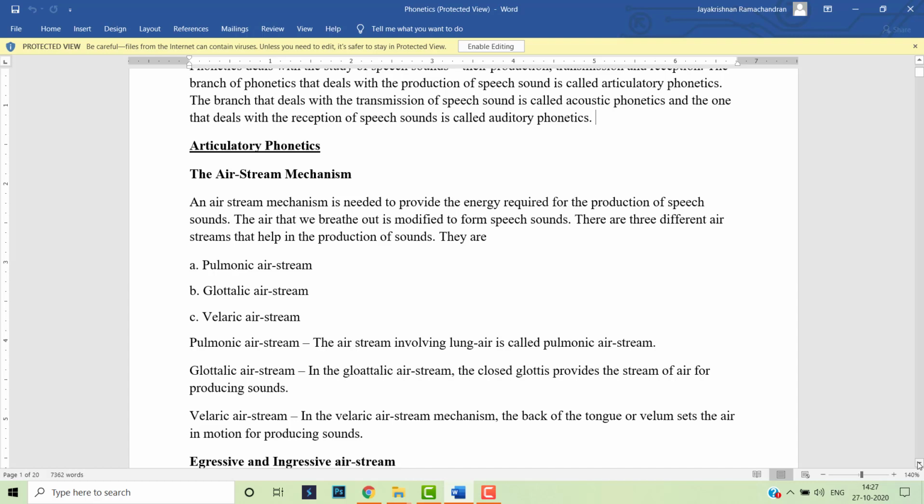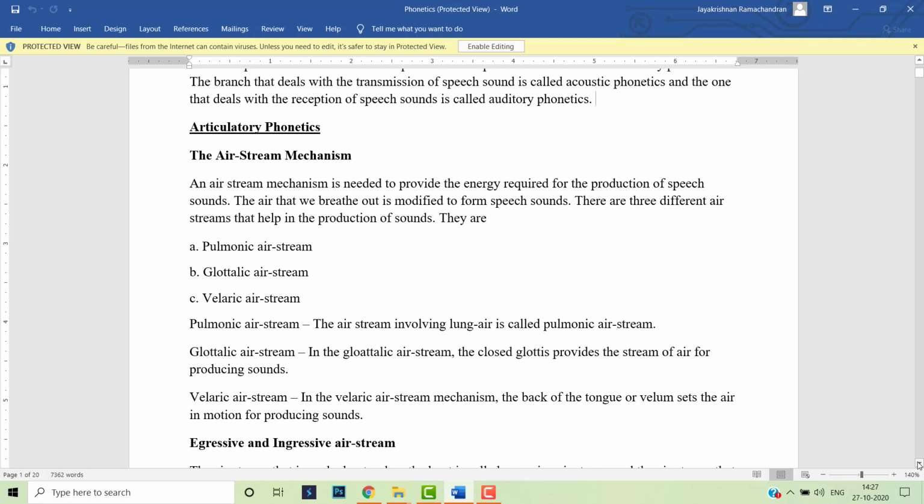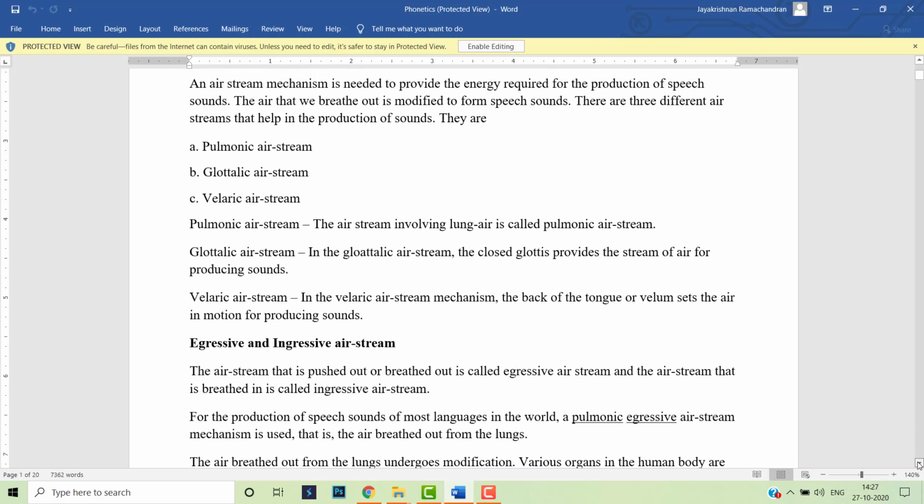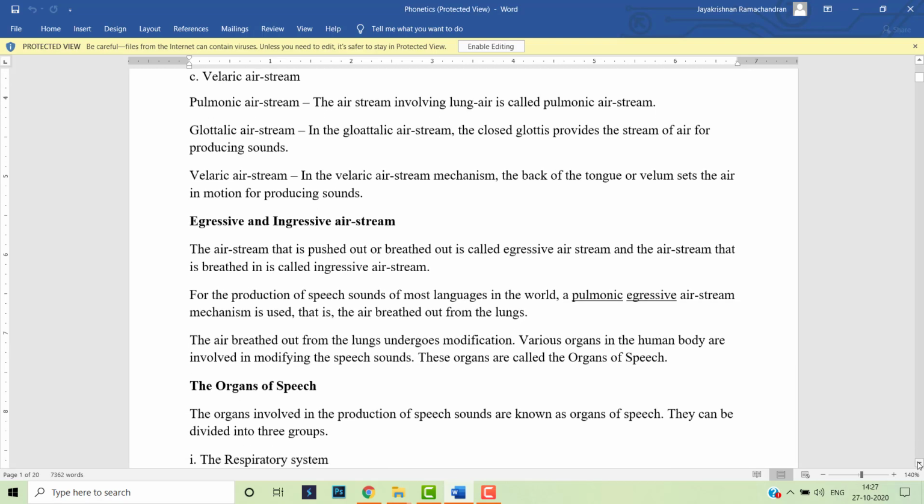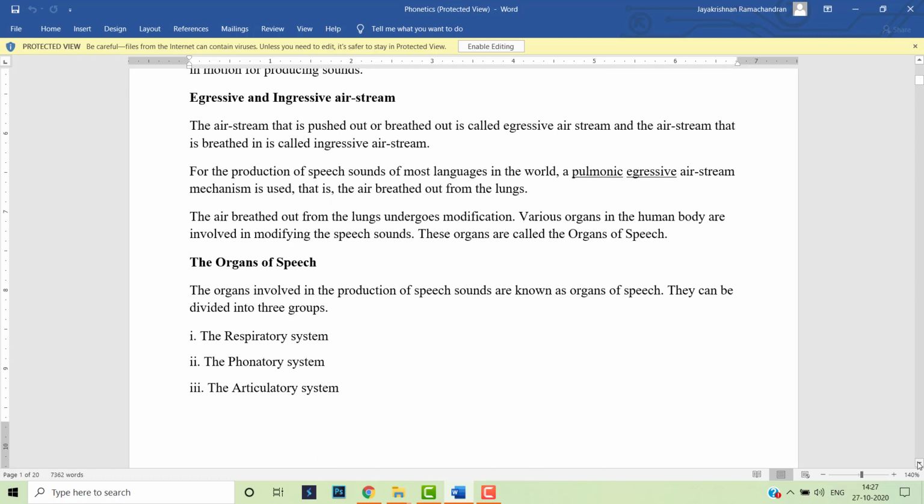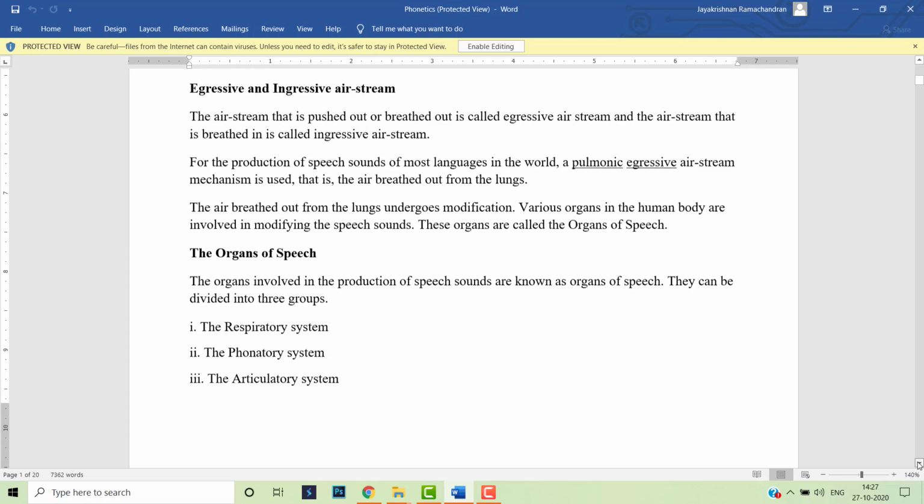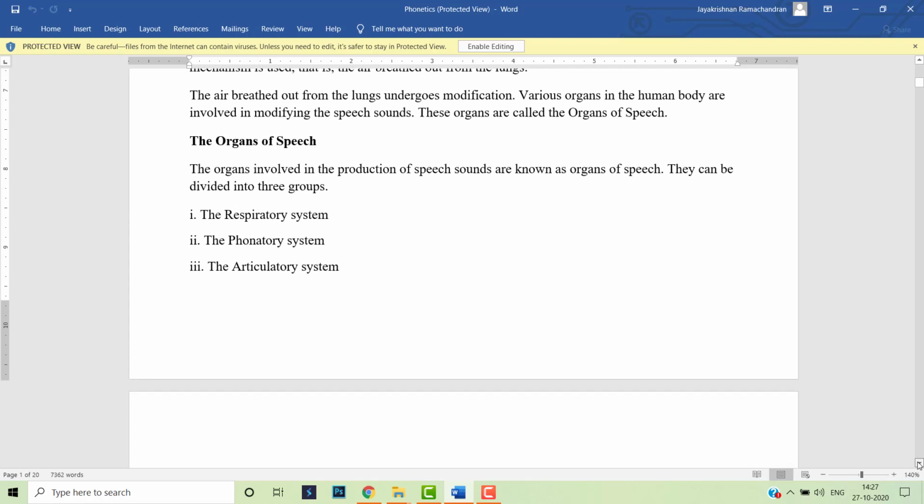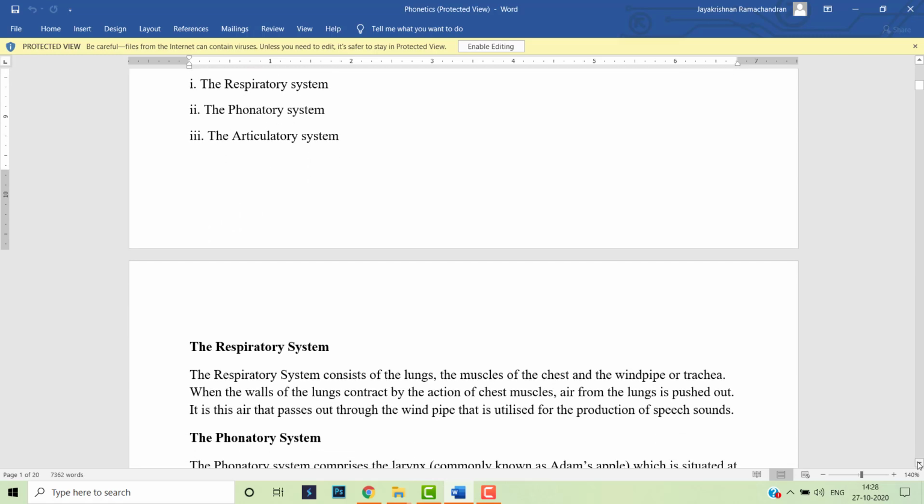And then we have studied that in most cases, as with almost all the languages, almost all the sounds are produced by egressive pulmonic airstream. Then we have also studied the organs of speech. We have learned that the organs of speech can be broadly classified into three systems: the respiratory system, the phonatory system, and the articulatory system, right? Then we have looked at these three systems separately.